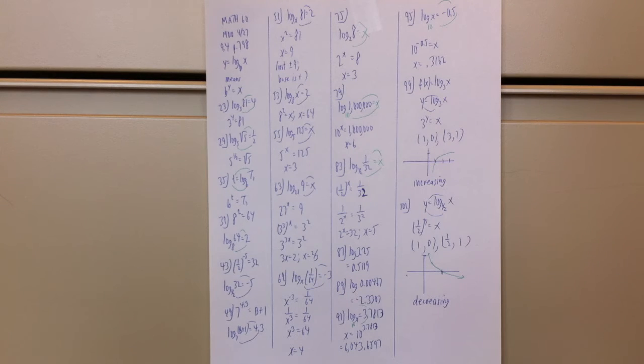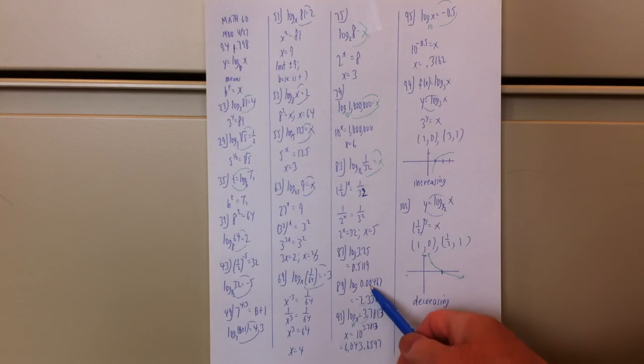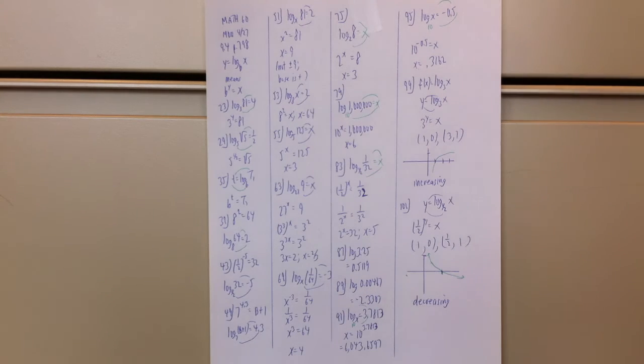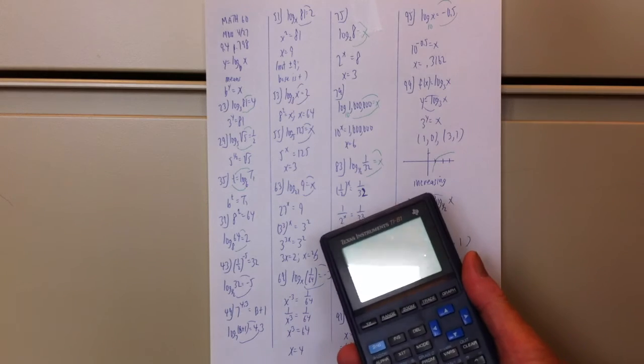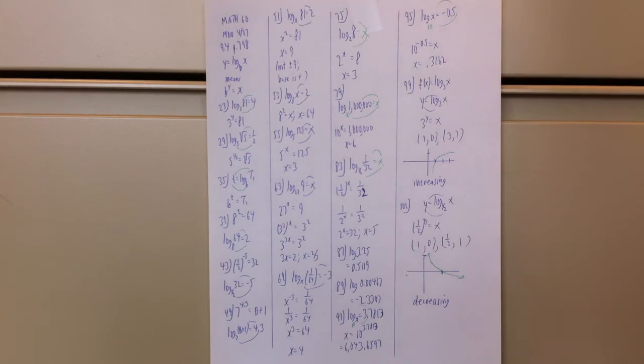Just punch it in the calculator. And then here's another one, 89, log of 0.00467. So again, you can just hit log, L-O-G, of 0.00467, and on a calculator I get negative 2.3307. So that's all you have to do for that.